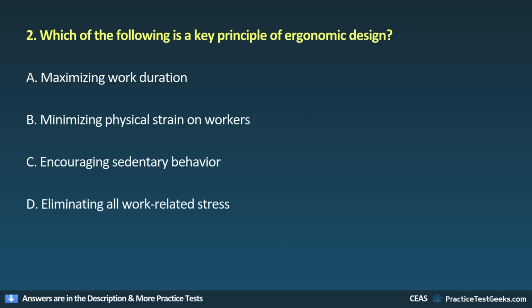2. Which of the following is a key principle of ergonomic design? A. Maximizing work duration. B. Minimizing physical strain on workers. C. Encouraging sedentary behavior. D. Eliminating all work-related stress.